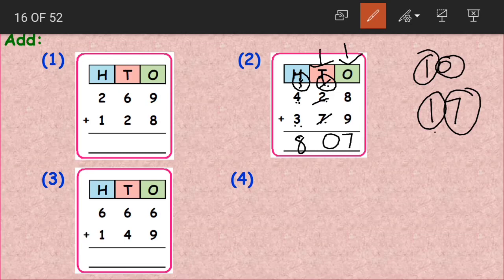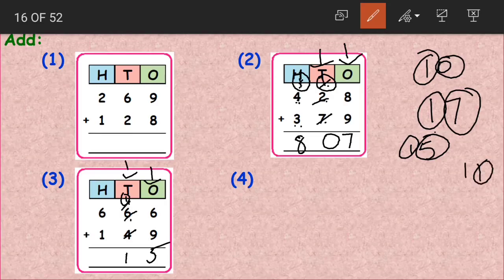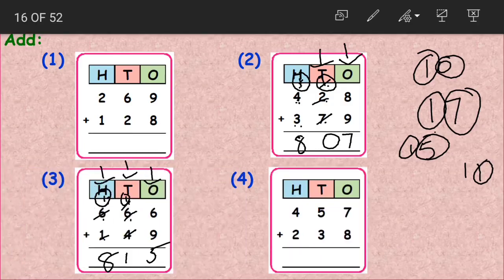Question number 3. In the ones place, we have 6 plus 9. 6 plus 9 is equal to 15. We write 5 here and carry this 1. Yes, in the tens place, we have 1 plus 6 plus 4. 1 plus 6 is equals to 7. 7 plus 4 is equals to 11. Again, write 1 here and carry the digit to the hundreds place. In the hundreds place, we have 1, 6 and 1. 1 plus 6 becomes 7. 7 plus 1 becomes 8. So the answer for question number 3 is 815.